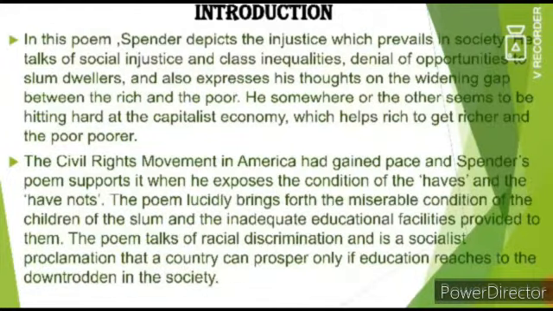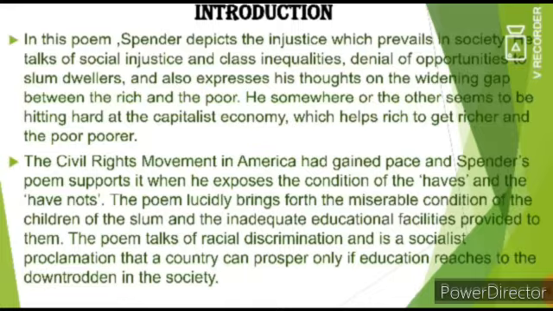Introduction. In this poem, Spender depicts the injustice which prevails in society. He talks of social injustice and class inequalities, denial of opportunities to slum dwellers, and also expresses his thoughts on the widening gap between the rich and the poor. He somewhere or the other seems to be hitting hard at the capitalist economy, which helps the rich to get richer and the poor poorer.